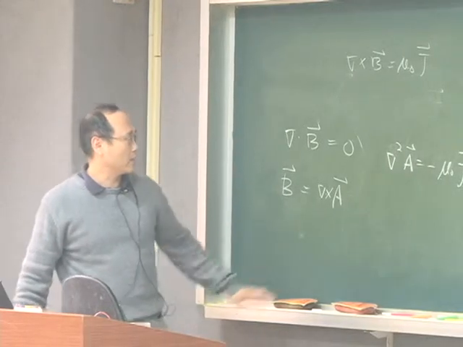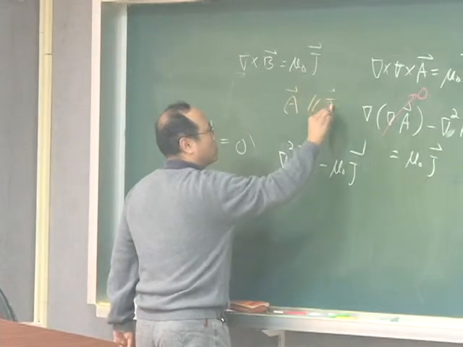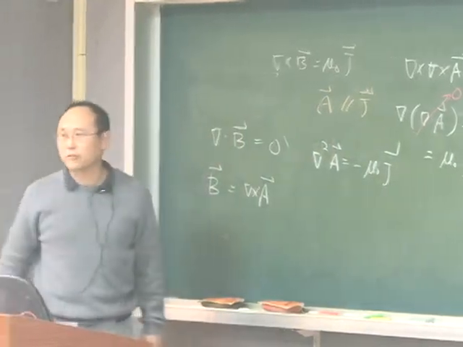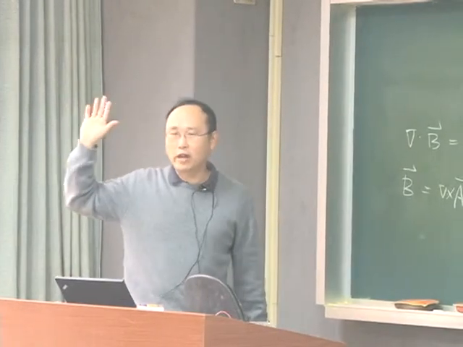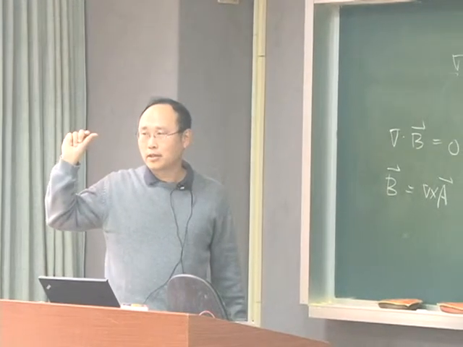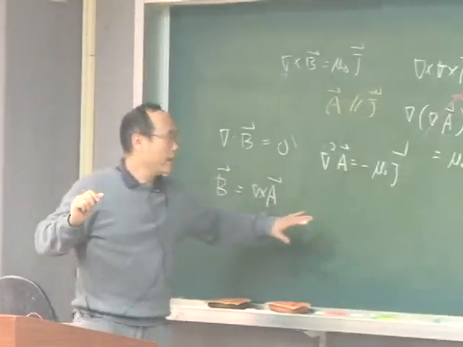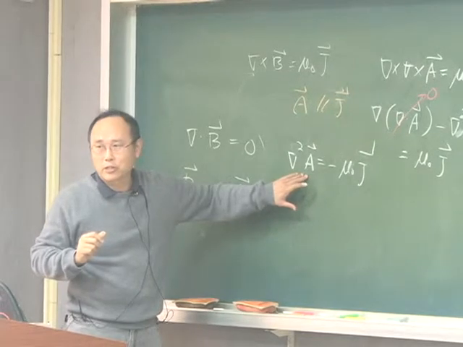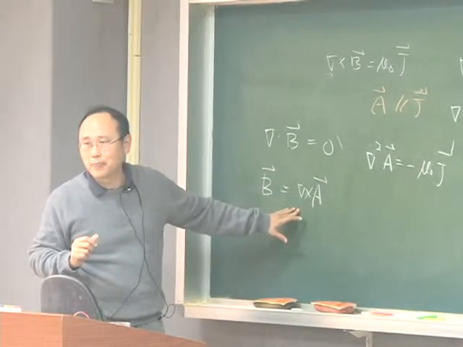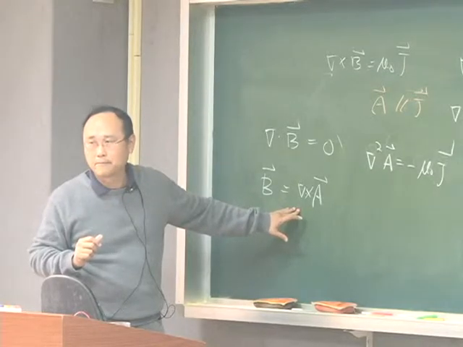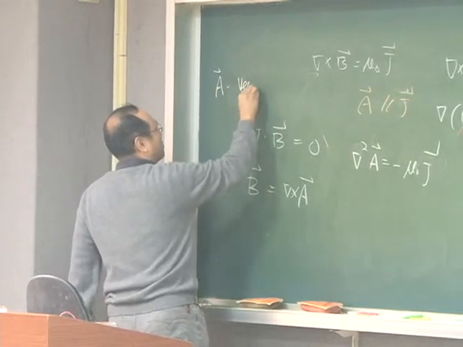Okay, the good thing about this is that this A is parallel to J. 它在同一个方向上头，所以我们在计算的时候呢 we don't have to use our right-hand rule anymore. And the calculation is more straightforward because A is proportional to J. And once you solve A from this expression, you can come back to calculate your B according to this. Okay, and this A is called vector potential.